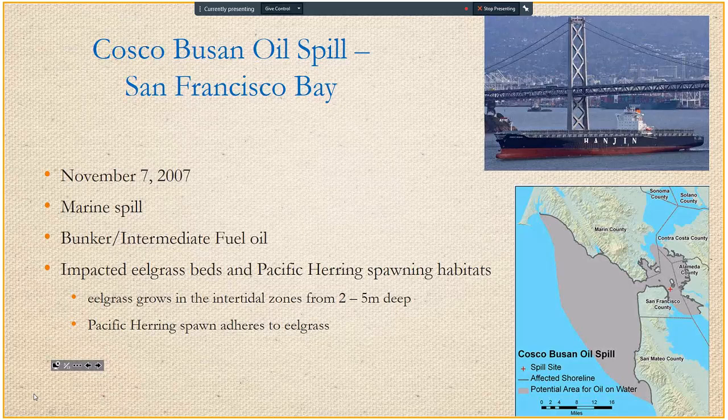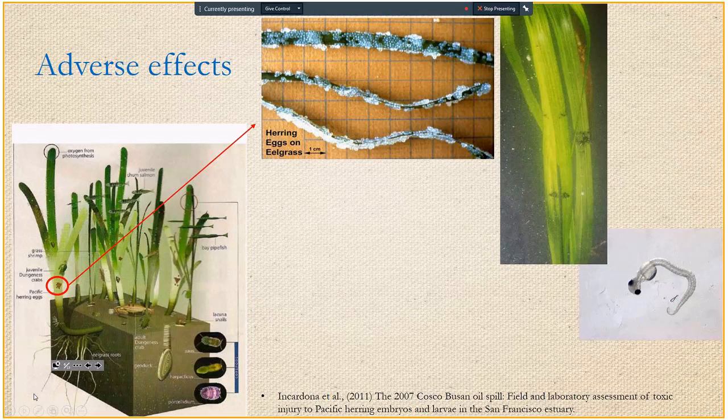However, they are spawning habitats for Pacific herring. I also want to point out that these eelgrass beds were roughly 2 to 5 meters deep. So we're not too deep in the water column, we're not in shallow habitat, but this oil was able to impact fairly important spawning habitat. Just to give you a picture of this, the Pacific herring like to spawn on the eelgrass themselves. In that picture over here, this is kind of what it looks like.